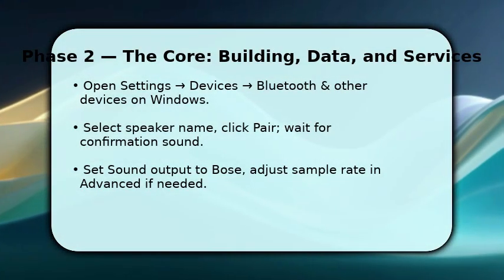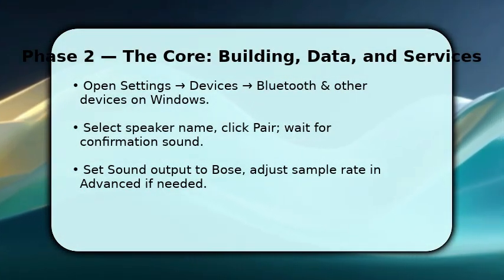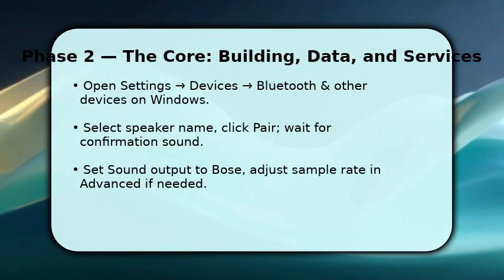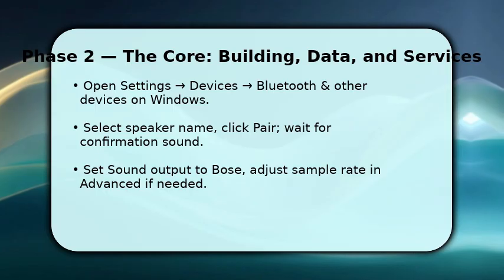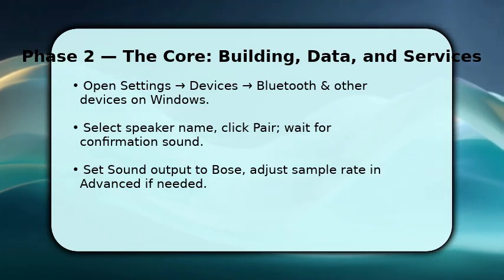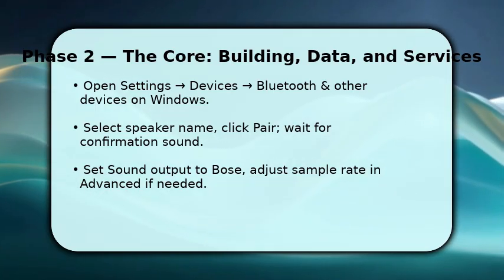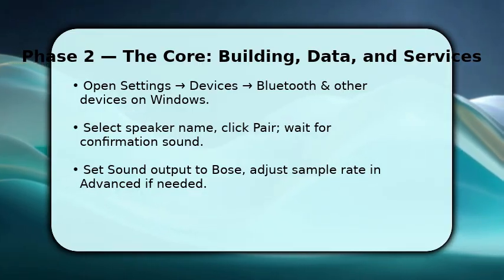Now you pair and configure audio. In Windows, go to Settings, Devices, Bluetooth and Other Devices and click Add Bluetooth or Other Device. Choose Bluetooth and select the Bose SoundLink when it appears. You'll hear a confirmation tone, then set the speaker as the default playback device in sound settings.